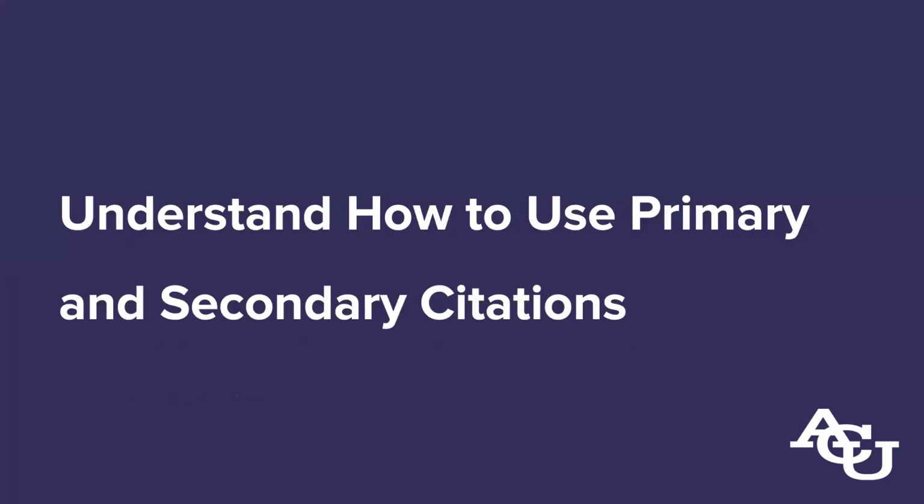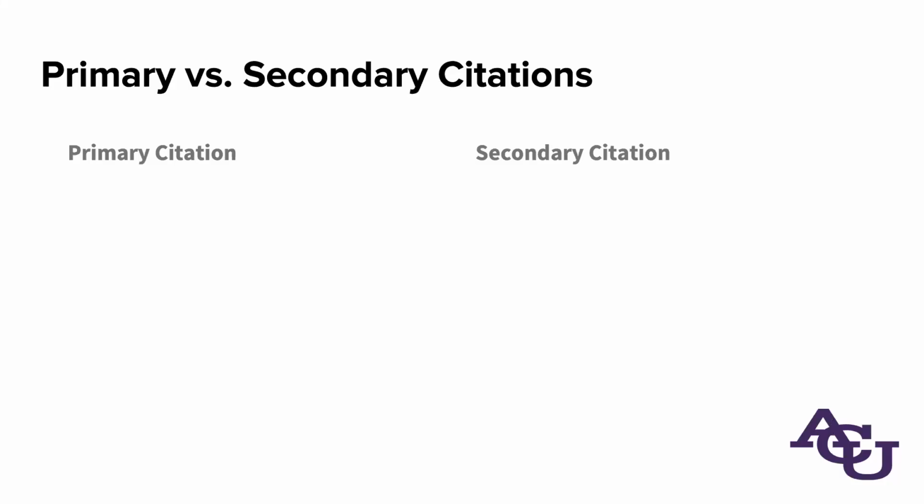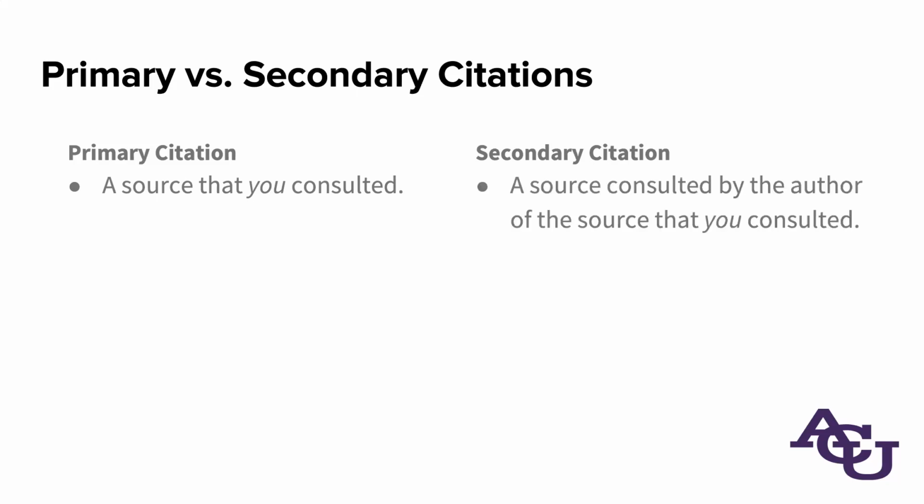All right, so primary and secondary citations in APA style. What are these? Well, first of all, a primary citation is a reference in the body of your paper to a source that you consulted. A secondary citation is when you are identifying a source that the author of what you actually read cited. So if I read Smith 2010 and Smith 2010 read Johnson 2005, and I wanted to point out that this idea came from Johnson, then I would be doing a secondary citation.